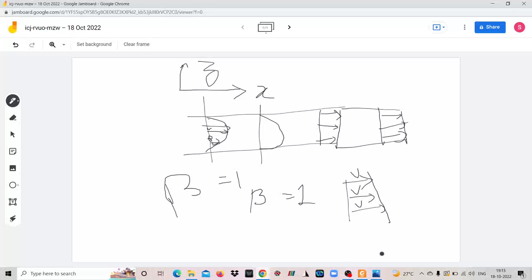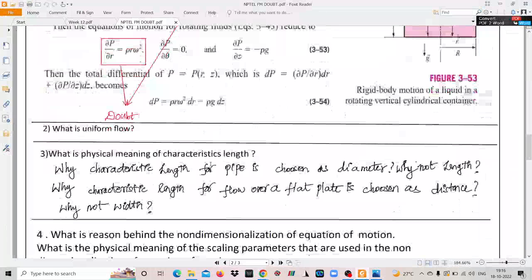Okay, sir. So then, what is the physical meaning of characteristic length? This particular question is very interesting, and it is not a very simple question. It is good that you have raised this question.